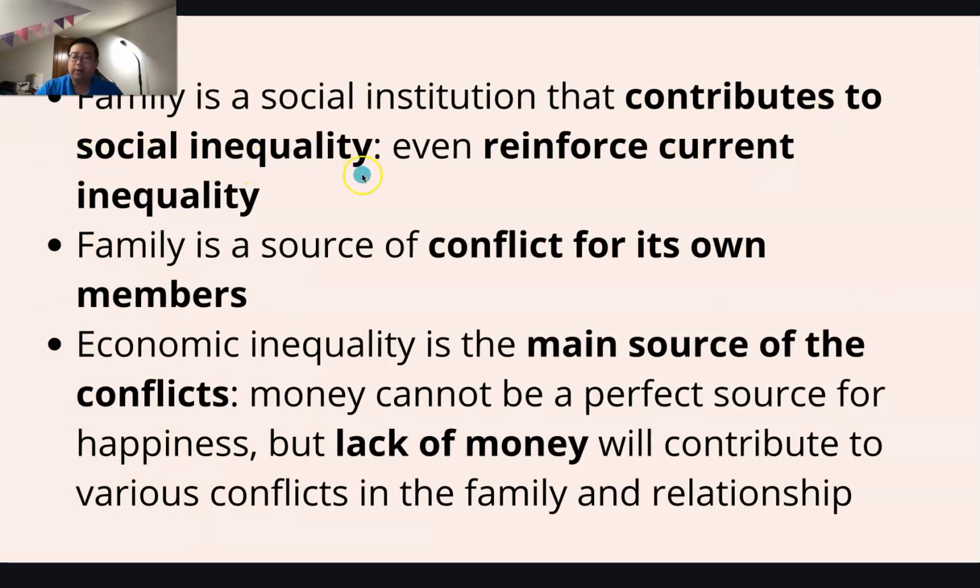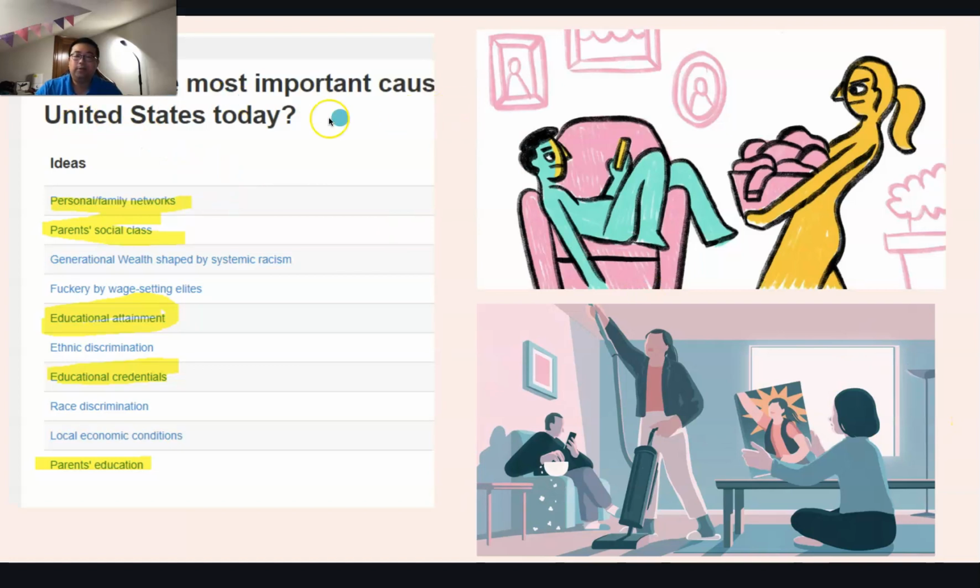Family contributes to social inequality because we can see many examples in unequal childhood, which means middle-class families provide better parenting, with more access to educational resources and more access to social networks. And the family is also a source of conflict for its own members. With the lack of money, they will have higher chances of intimate violence and domestic violence. Education attainment, education credentials, parents' education are all shaped in the family, which probably contributes to more inequality, and in gender as well. We can see that women spouses do more of the domestic work.